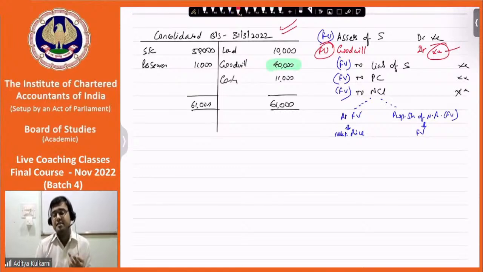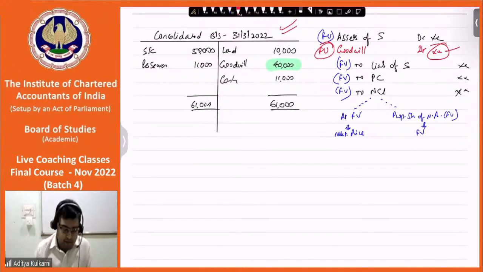Fair valuation is a requirement of Ind AS 103 whenever a business combination takes place. That does not mean that the subsidiary has to mandatorily follow the fair valuation model of its assets and liabilities wherever applicable. It's not required. So therefore, S would follow the cost model. Under the cost model, land would appear at 10,000. So S Limited's account is perfectly fine. P Limited standalone is perfectly fine.